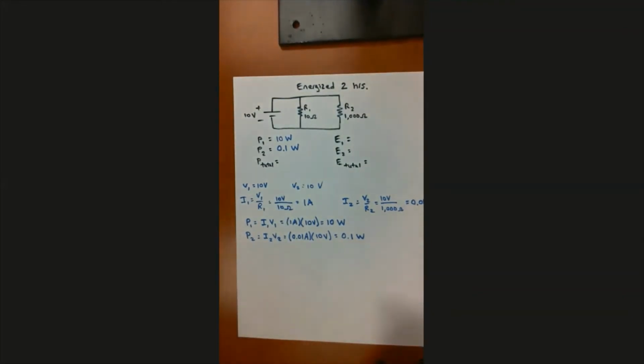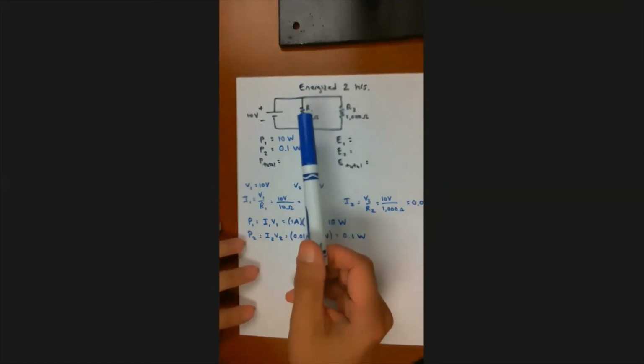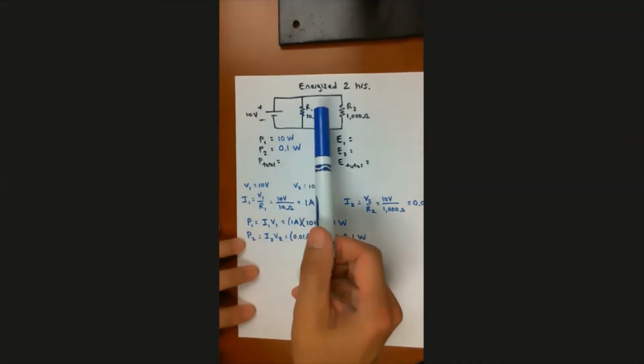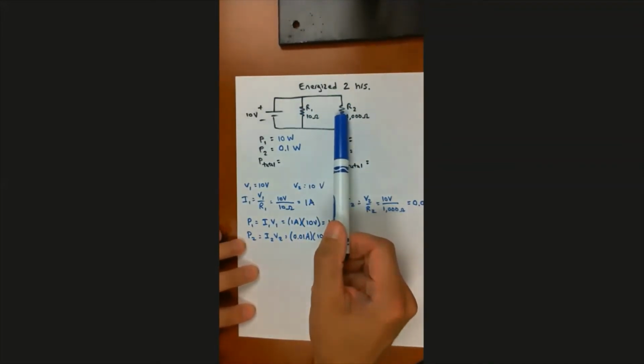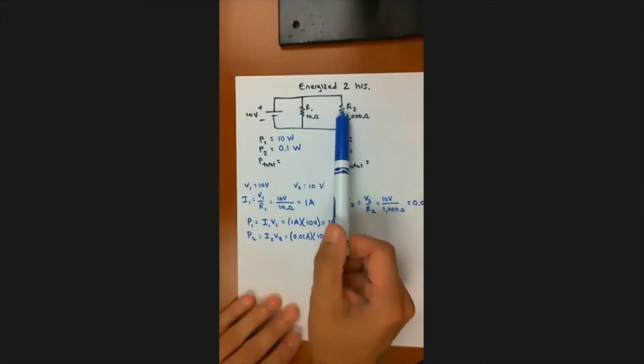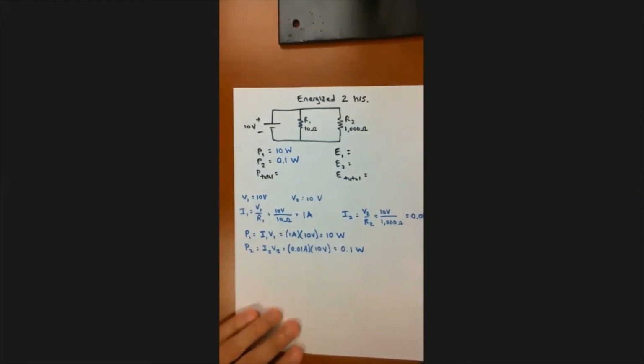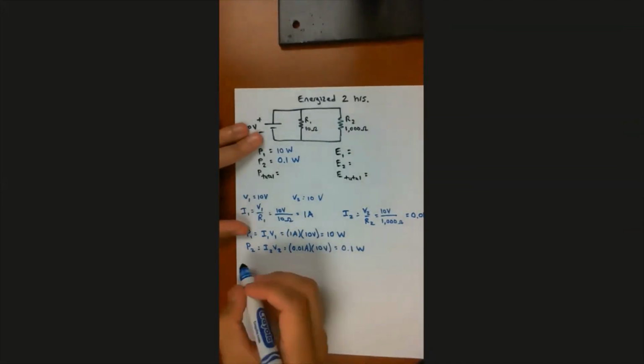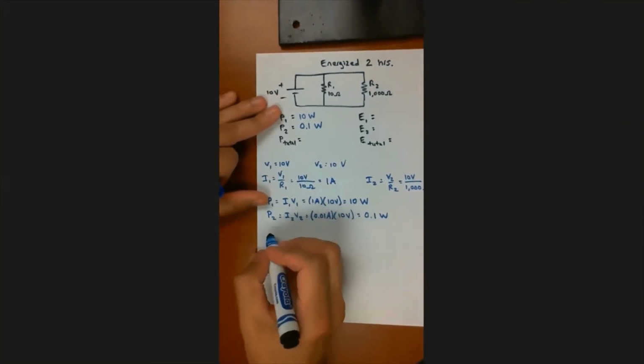All right. Now, to get P total, there's an easy way of doing this, and there's a slightly more challenging way of doing this. The easy way of doing this is to say, well, if I'm dissipating 10 watts there and 0.1 watts there, then all I have to do is add up the power dissipation. And that's a general rule. The power dissipations add. I'll write that down. That's a good thing to know.